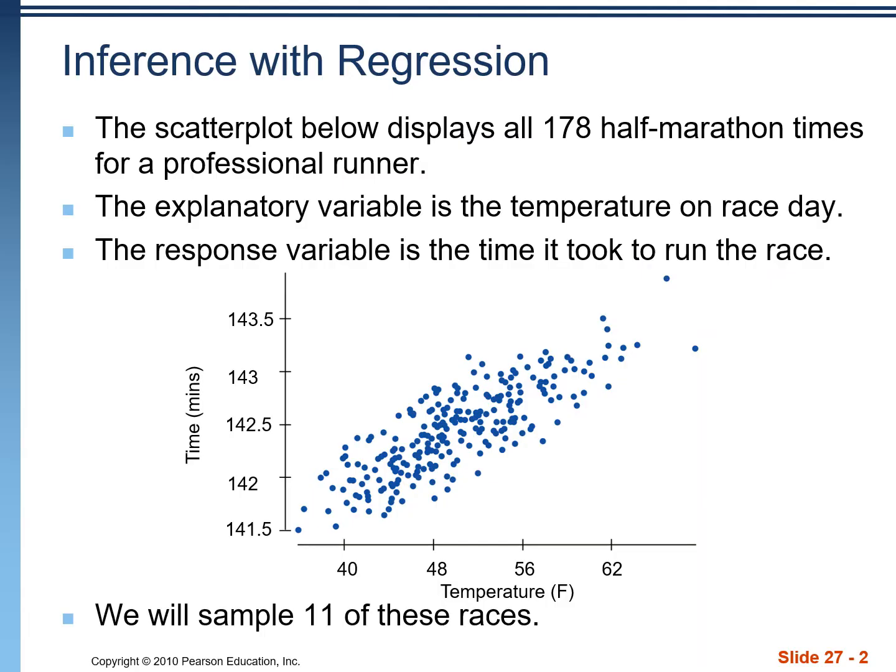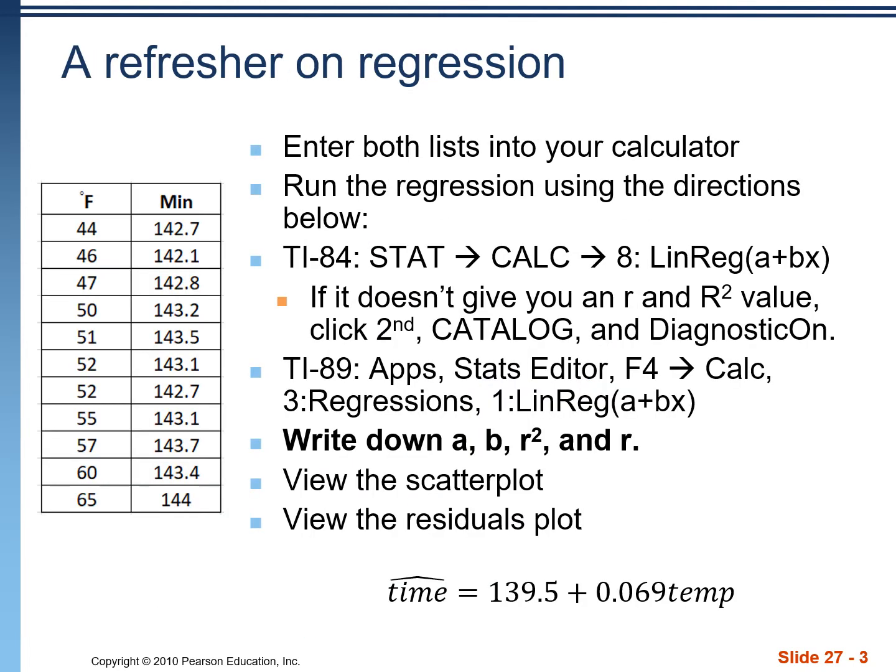So let's say we have this scatter plot, and it displays all the 178 half marathon times for a professional runner. The explanatory variable, that's the x variable, is the temperature on race day, and then the response variable, that's the y, is the time it takes to run the race in minutes. Now, this is the population of all their half marathon times, and we're going to sample just 11 of these races. So we randomly select 11 values, and we get the results in this table right here.